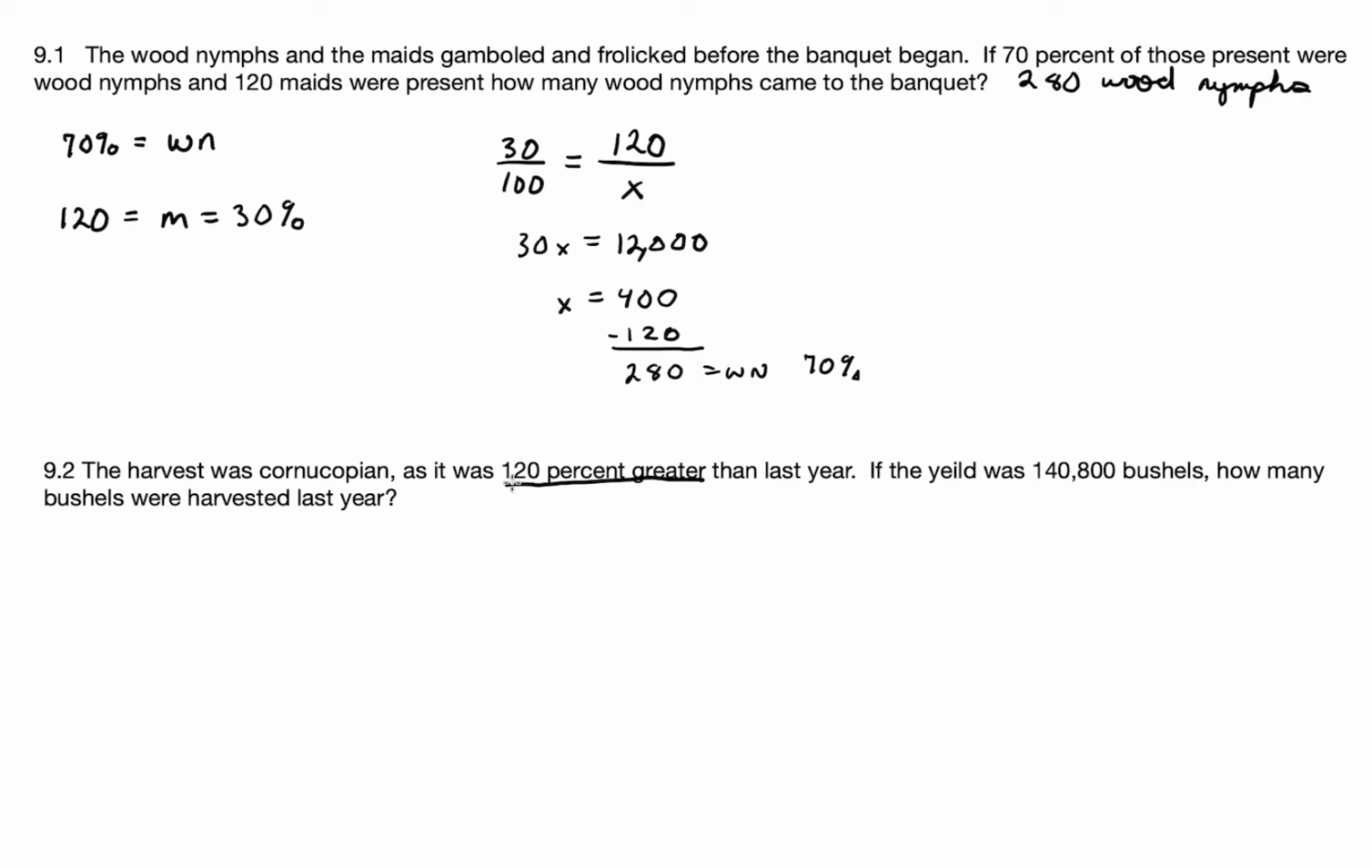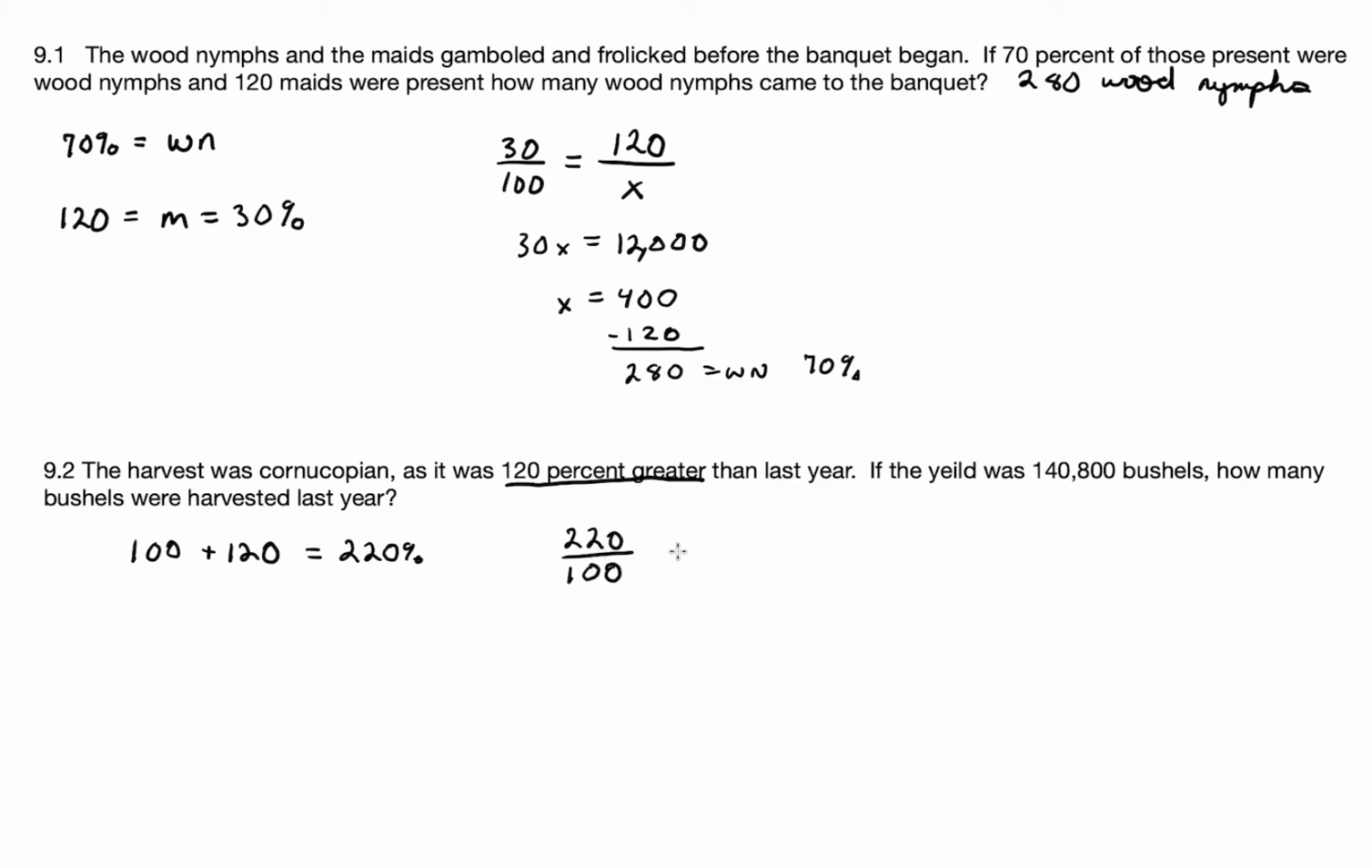So if the harvest was 120% greater than last year, so that means than all of last year. So what that means is it's 120% more than last year's 100%. So that's saying 100% of last year plus 120% more. So that equals 220%. And we write that as 220 over 100. It's always whatever over 100, even if it's more than 100.